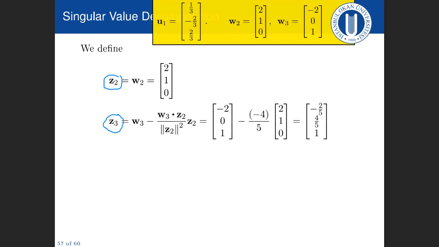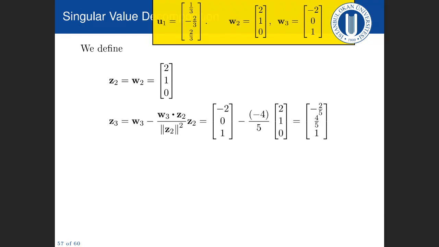When we did the Gram-Schmidt process, think back to a couple of weeks ago. The first vector doesn't change, so z2 is just w2. And then for the formula for z3, we do w3 minus the part of w3 which points in the same direction as z2. So minus (w3 dot z2) divided by the norm of z2 squared, multiplied by z2. If you check this calculation for me, I think it's (-2/5, 4/5, 1).